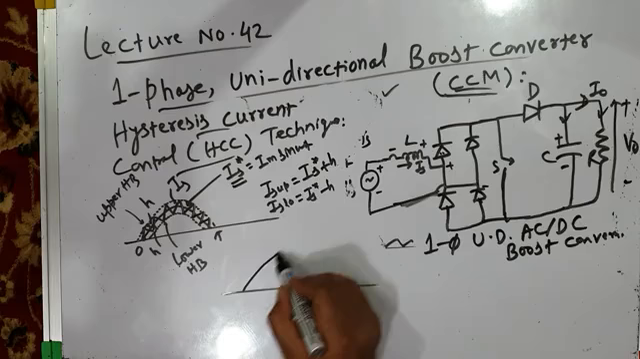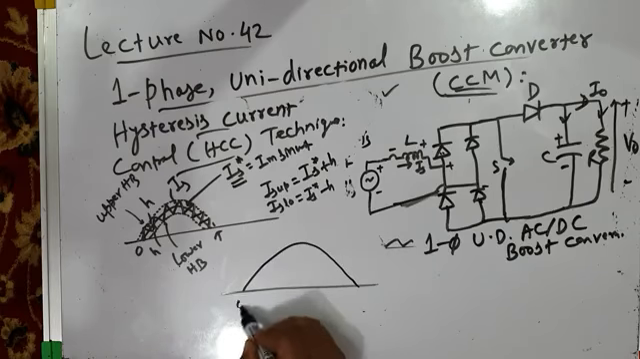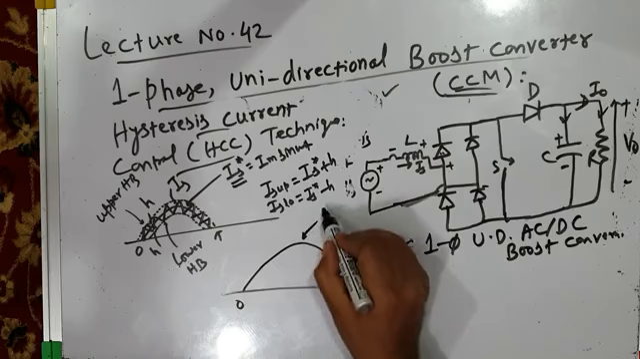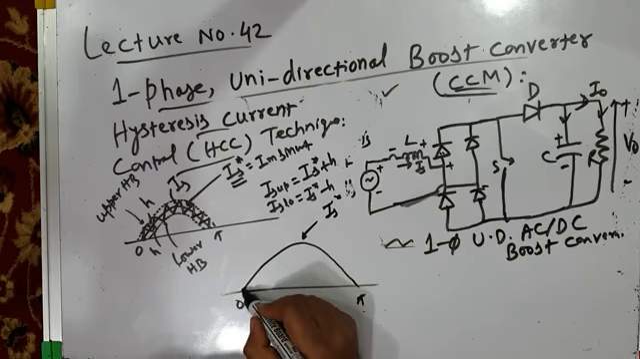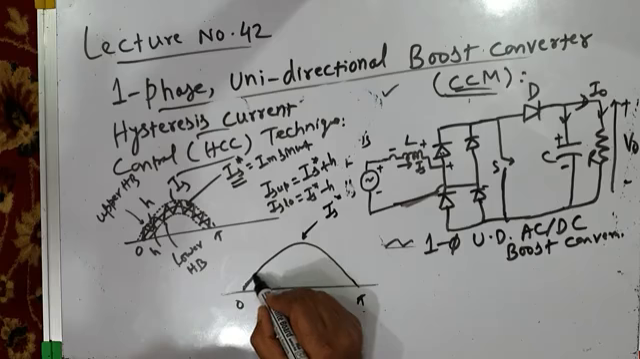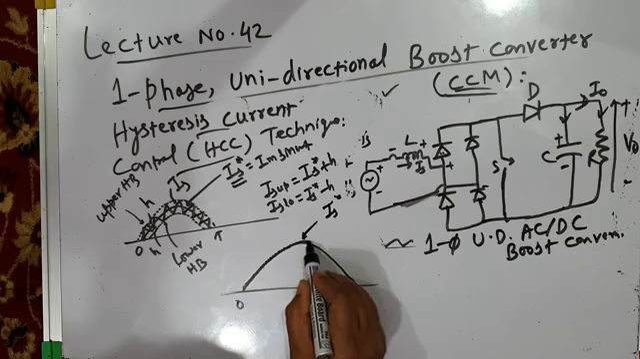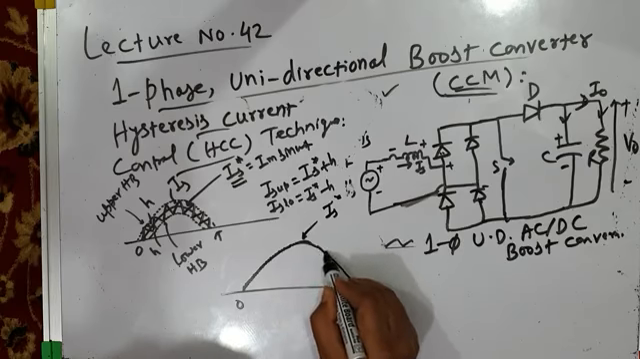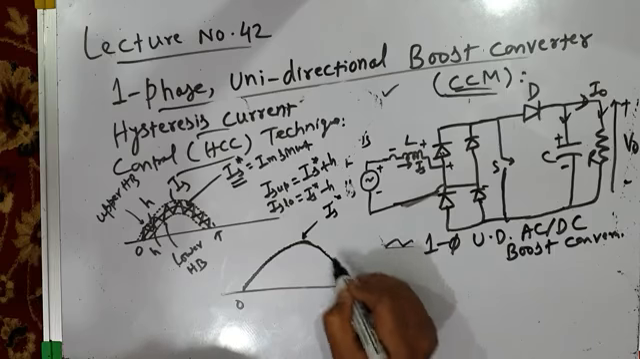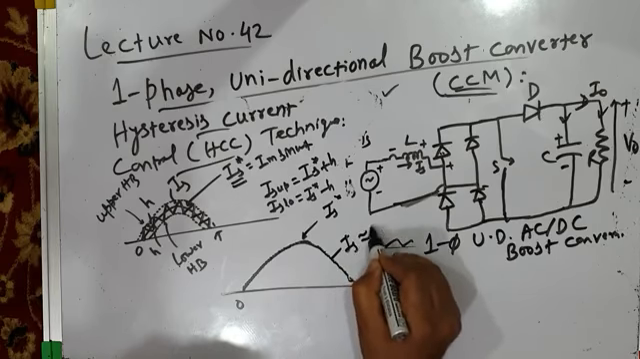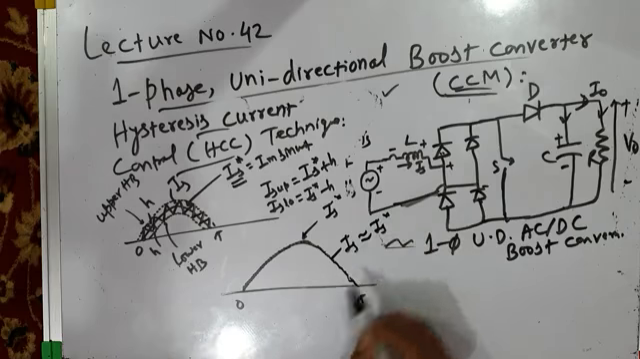That means if this is your reference current, say in the positive half cycle from 0 to pi, if this is the reference current IS star, आपकी actual current का hysteresis band बहुत छोटा होगा, and it will very closely follow this reference current. आपकी actual current IS will be very nearly equal to IS star. Hysteresis band बहुत छोटा होता है.